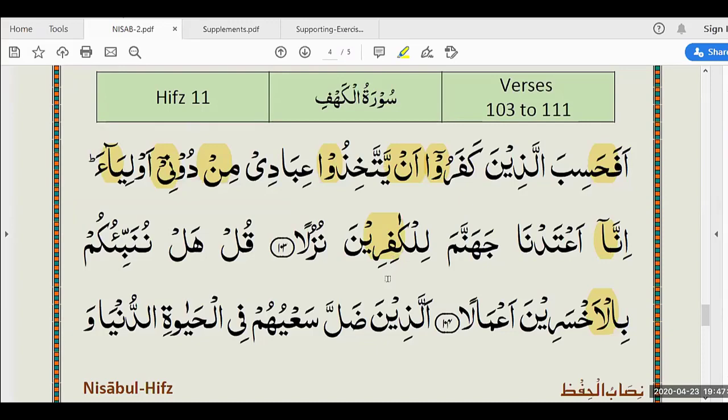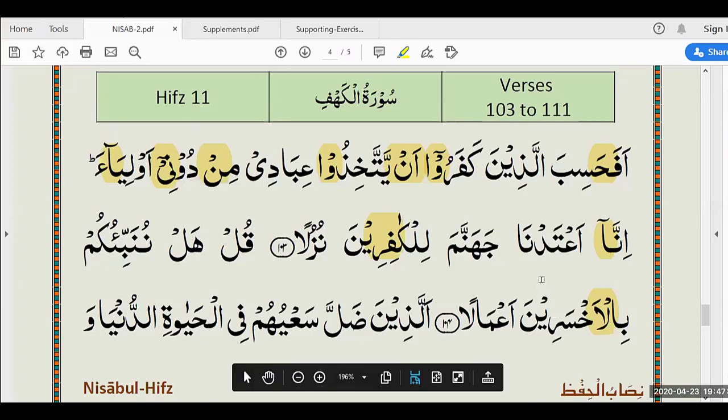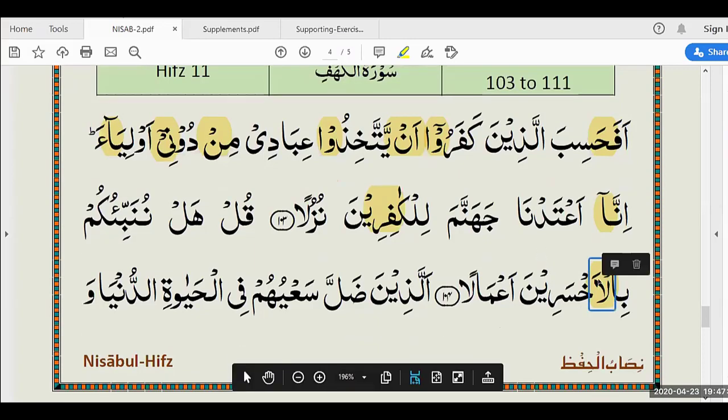Otherwise, what else? Okay. Other than that, that was fine. Jazakumullah. I've highlighted this bit. Can you recite this for me, please? Bil akhsarina a'mala.